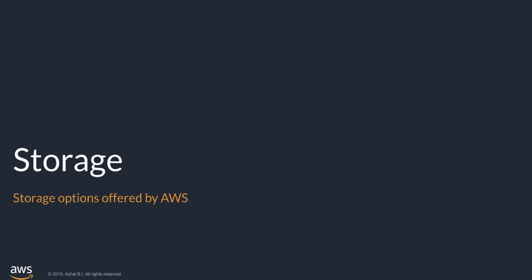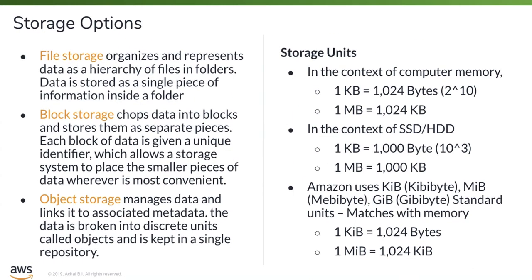Let's move on to storage options offered by AWS. There are three different kinds of storage options provided by AWS: one is file storage, another is block storage, and the third is object storage. File storage is basically data organized and represented in a hierarchical order of files and folders, as we have in our systems. Data is stored as a single piece of information inside a folder.